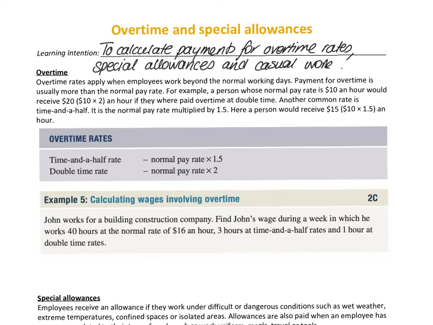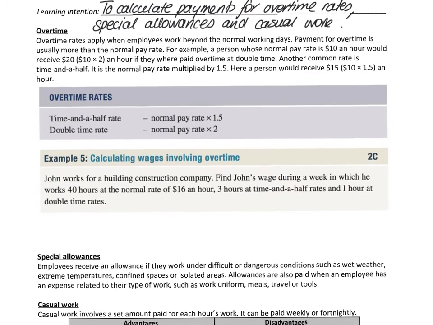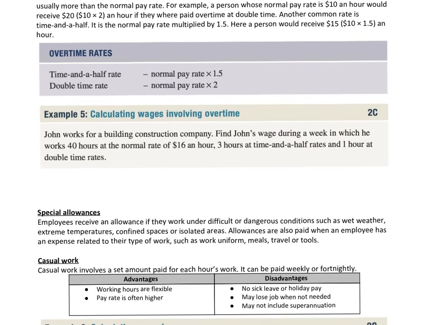But we need to be able to calculate all different sorts. They will always specify in the question what type of overtime you're applying, and they'll tell you the hours and things like that you're applying it to. So you just need to be able to apply it to a whole different range, but there's no set standard. Let's have a look at this example.